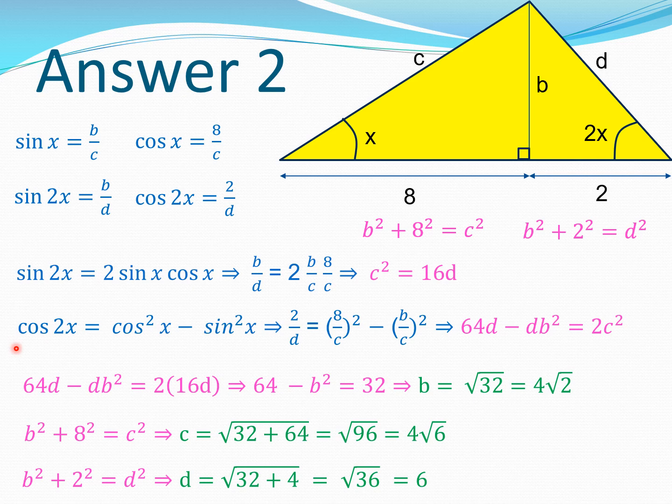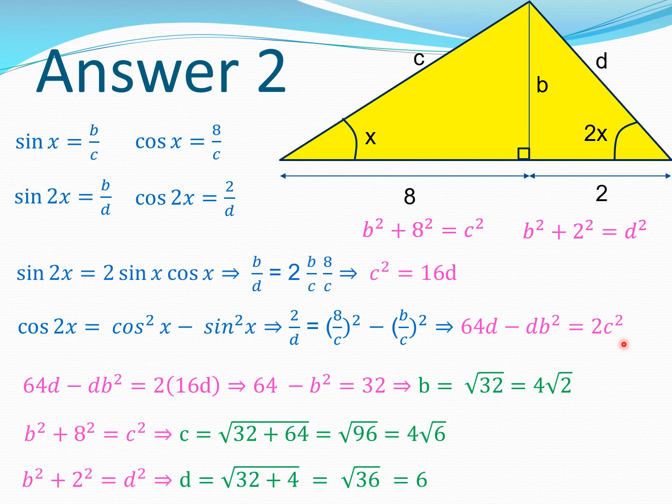Now the next equation I get is cos 2x is cos square x minus sine square x, and I can immediately substitute these to get 2 by d equals (8 by c) square minus (b by c) square. So again, if I expand this out, I can see that I will get 64d minus d b square is 2c square. So what I did is I squared both these terms. I took the c square to the left hand side here. I multiplied by 2. So you get the 2c square term here. And here you get 64 into d. And here you get minus b square into d. So this is the fourth equation.